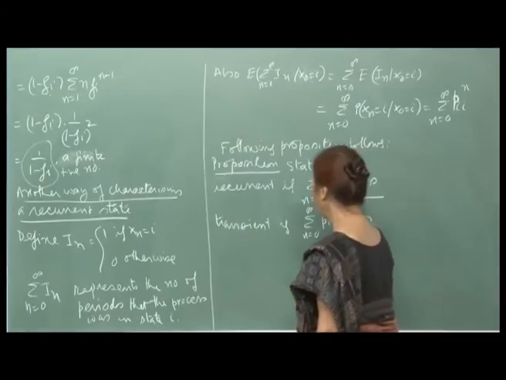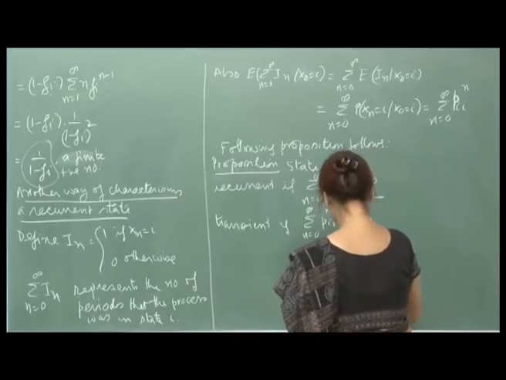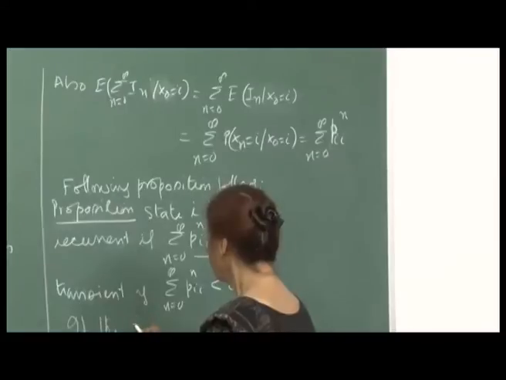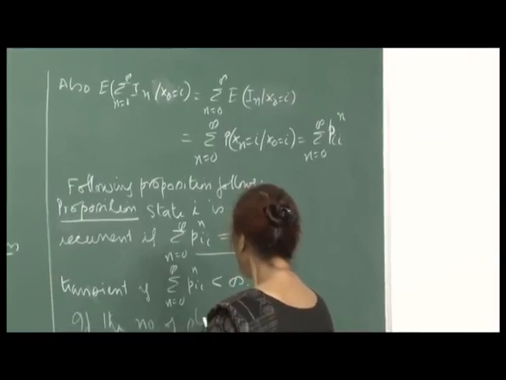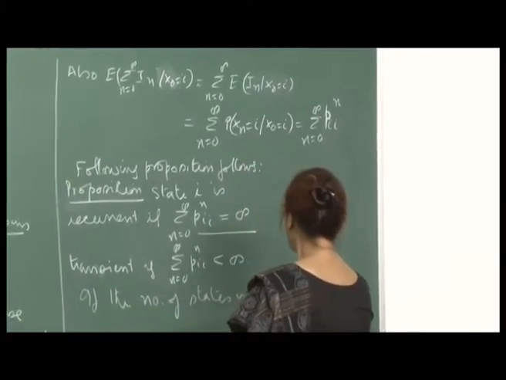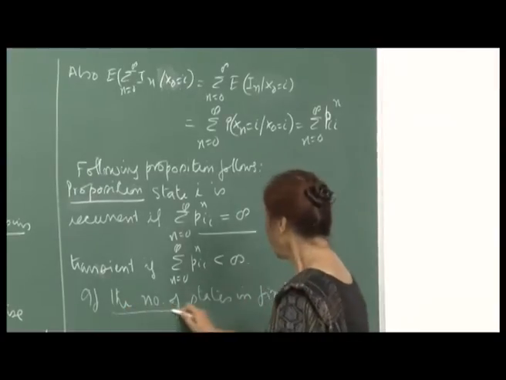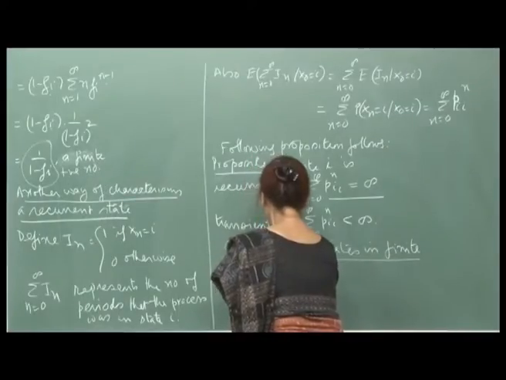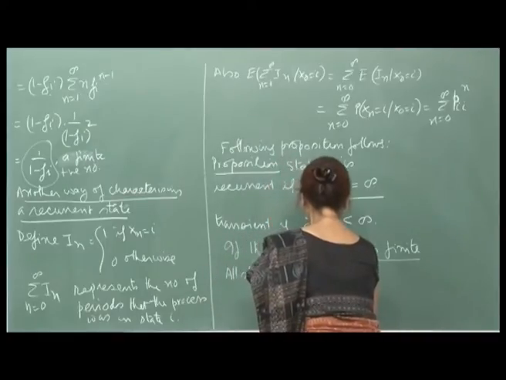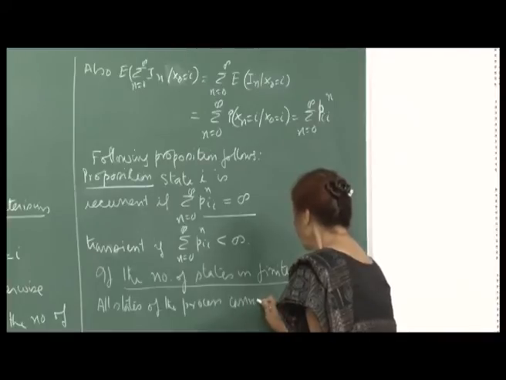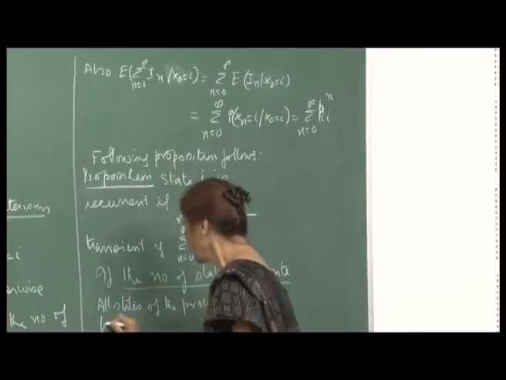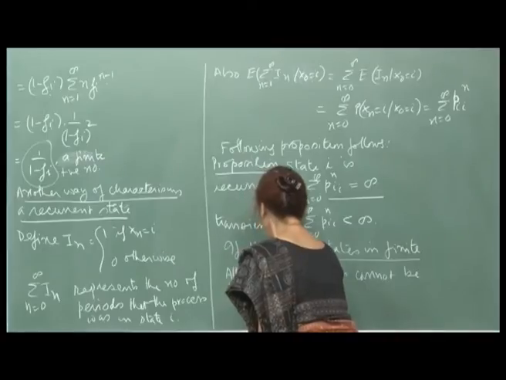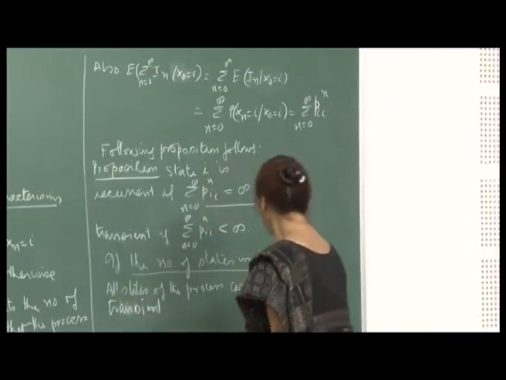So, this is another way of looking at it. Now, an interesting outcome from here is that if the number of states is finite, and that is important, then all states of the process cannot be transient. All states cannot be transient.